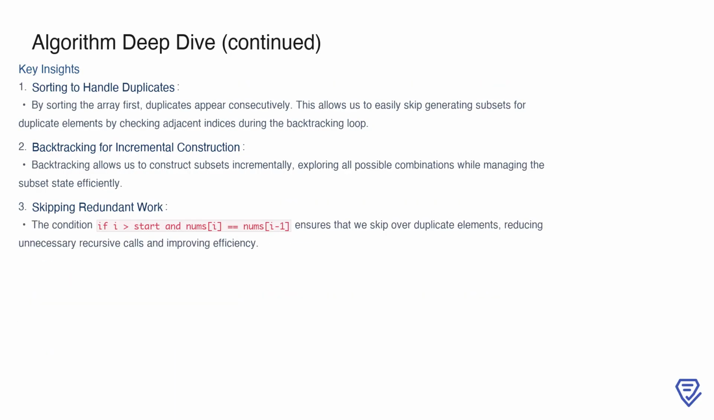Sorting the array is a critical step for handling duplicates effectively. When duplicates are grouped together, we can easily skip unnecessary work by comparing adjacent indices during backtracking. This ensures that subsets are generated without repetition. Backtracking itself is a powerful approach because it incrementally builds subsets while managing the state of the subset dynamically. The condition to skip duplicates, if i > start and nums[i] equals nums[i-1], reduces redundant recursive calls, which improves efficiency. These insights not only simplify the implementation but also make the algorithm computationally efficient.